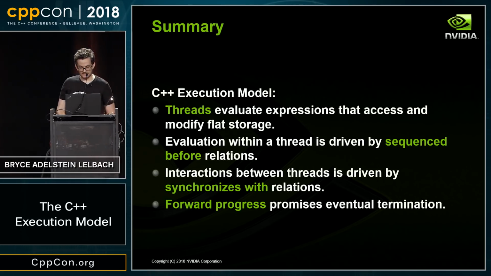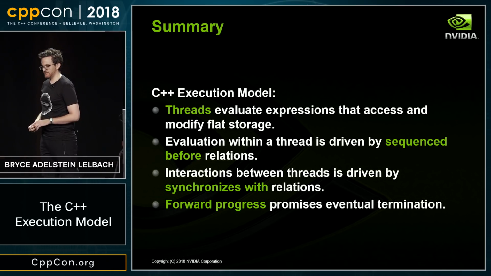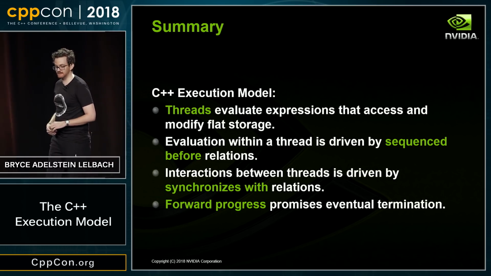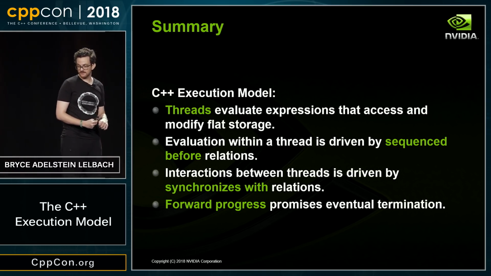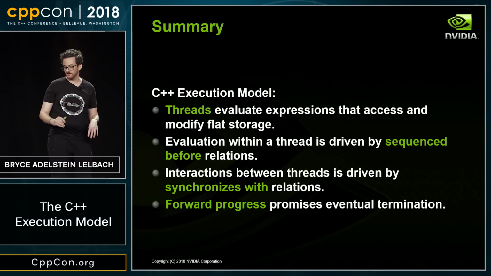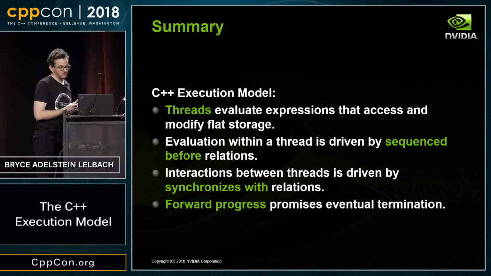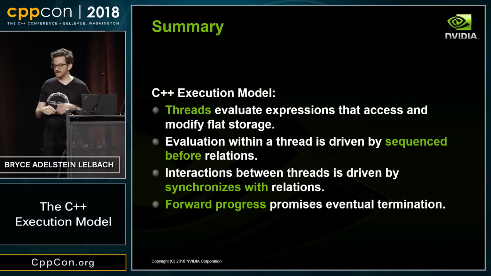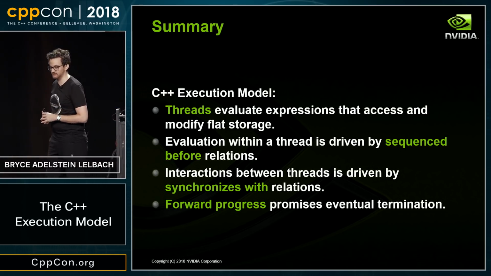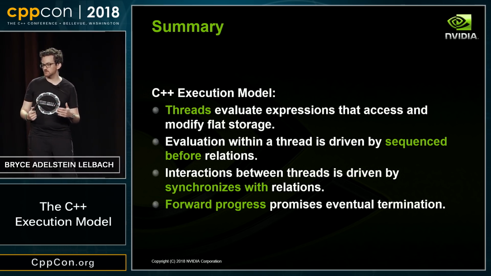All right, so here's sort of the takeaways that I wanted you all to get from this talk, 4 main points here. The C++ execution model in a sentence is threads evaluating expressions in a flat storage space that contains objects that are accessed and manipulated by those threads. The order of evaluation within a thread is driven by the sequenced before relation. Interactions between threads are driven by the synchronizes with relations. And forward progress sort of gives us a system by which to ensure we have eventual termination of our program.